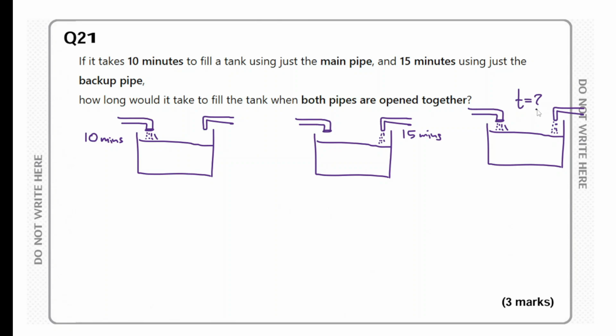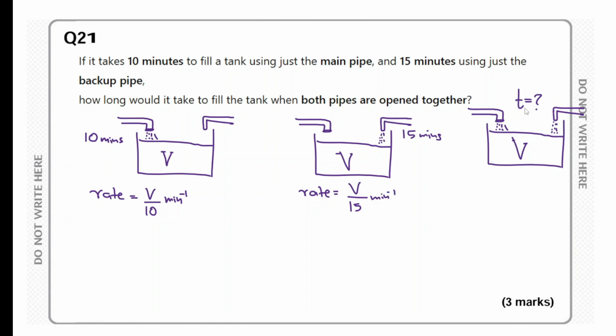Now, this is not a hard question, but I know many students that kind of struggle with questions like this. So let's discuss this. Now, let's say the volume of this one is V, because you don't know the volume. You can also assume a value, but let's say the volume of the tank is just V. Now, the rate of flow of water in the first one is V over 10 per minute. Divide the volume by time. The rate of the second situation is V over 15 per minute. Now, this is the backup pipe's rate.